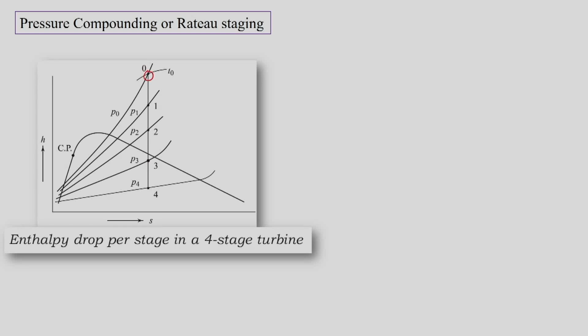We know this is the boiler and this is the condenser. In the first stage we will have the first enthalpy drop in the nozzle. This is the nozzle enthalpy drop, and at this point we have the rotor. Since the rotor will not have an enthalpy drop, the second nozzle will have the second enthalpy drop, then this is the second rotor, then we have the third enthalpy drop, third rotor, and fourth enthalpy drop and fourth rotor. So, this is the complete expansion from 0 to 4 in the 4 stage pressure compounding turbine.